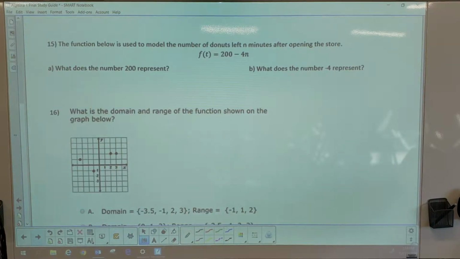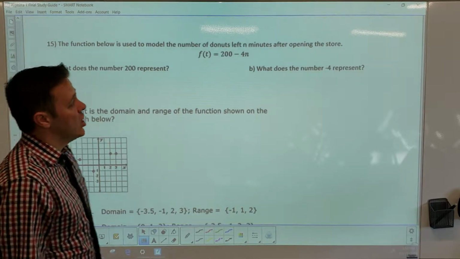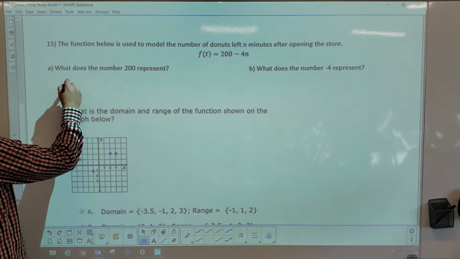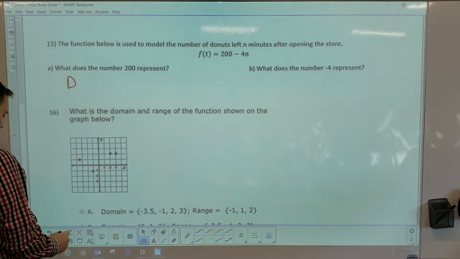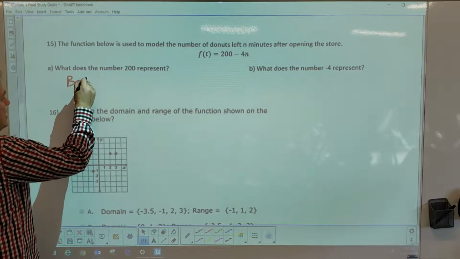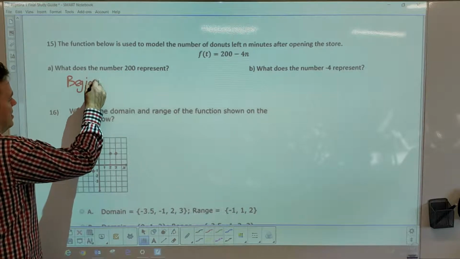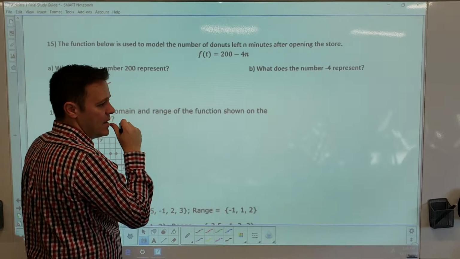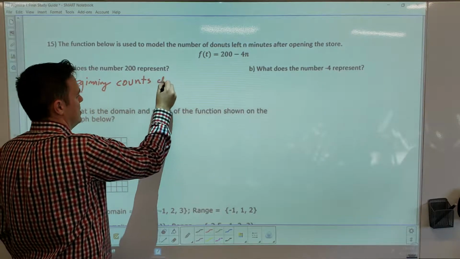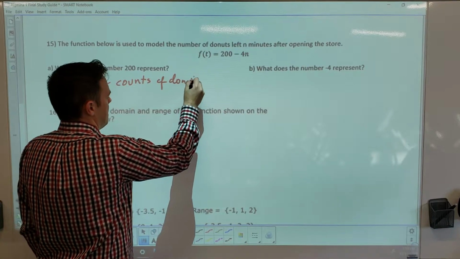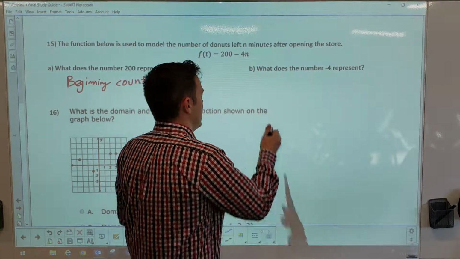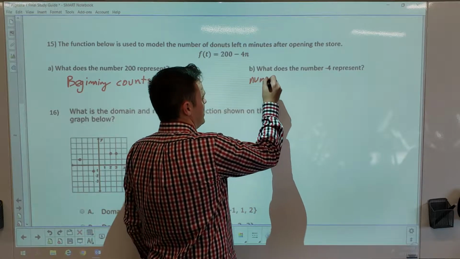Last page. The function below is used to model the number of donuts left n minutes after the opening of a store. So what does the 200 represent? It represents the beginning count of donuts. Okay, that's how I represent this. And then what does the number -4 represent? This represents the number of donuts.